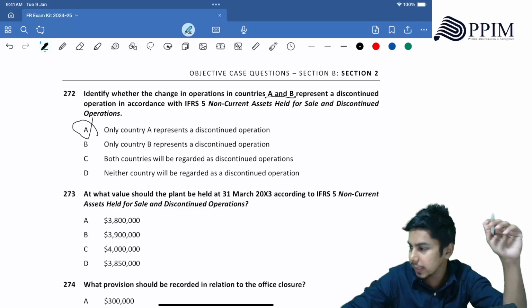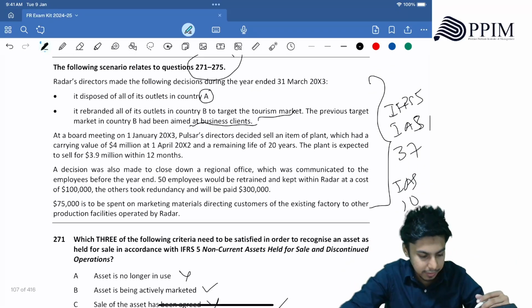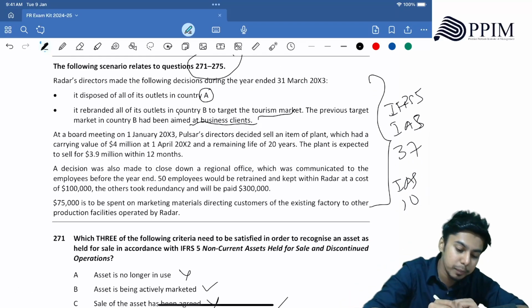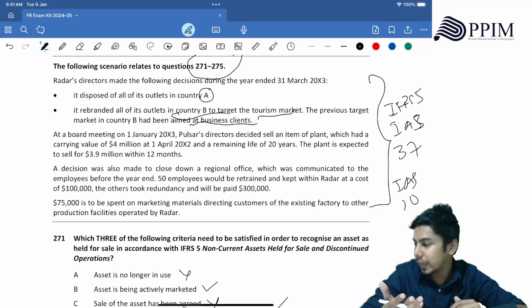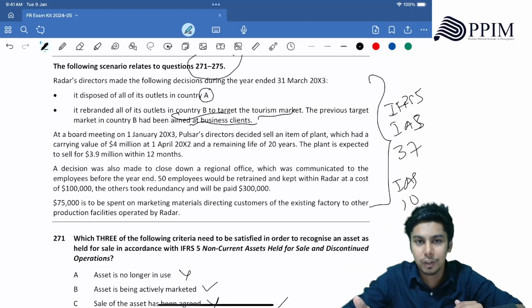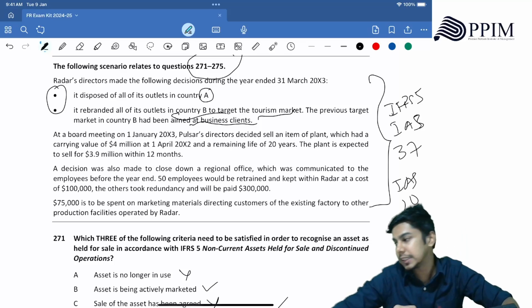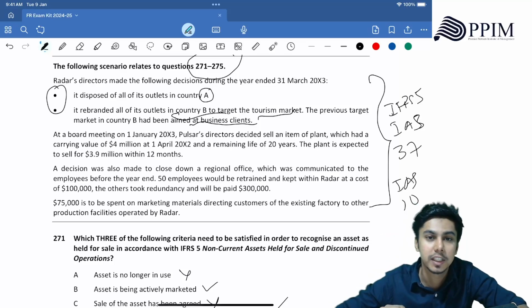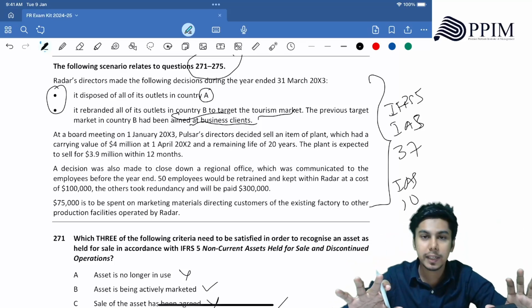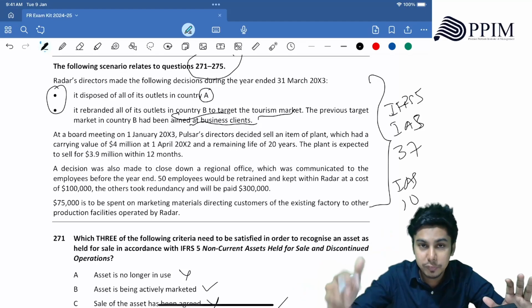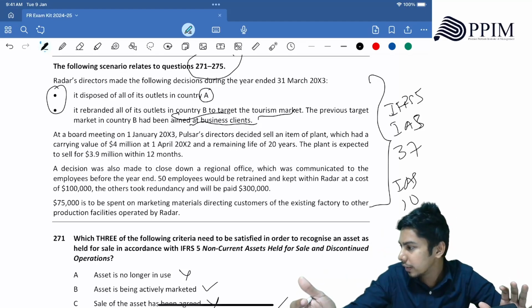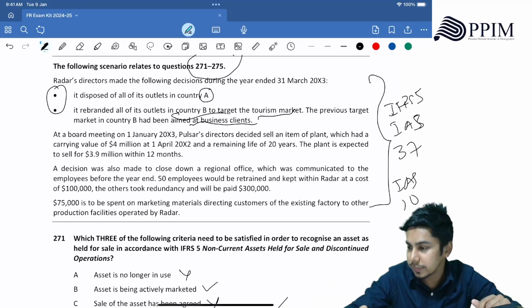Now, though the marking scheme says the answer is A, guys, see, this one is country B. Country B means what? A different geographical location. So, in my opinion, both of these should be considered as discontinued operation, because one is in country A, one is in country B. So when you look at country B, guys, it's a different geographical region, no?